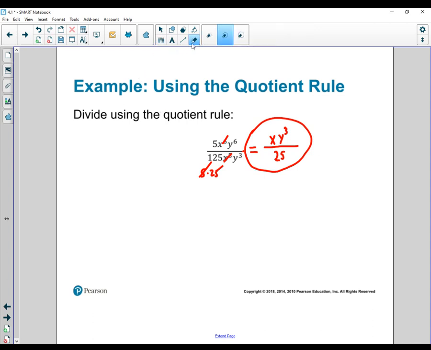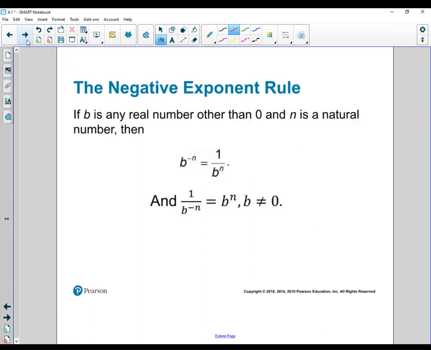So if it was switched and x to the 6th was on the bottom and x to the 5th was on the top, then the x would be down here, because then 5 of the x's there would cancel with 5 of the x's here, but there would be 1 left in the bottom. Is that helpful? And I think that'll also help maybe with this one.